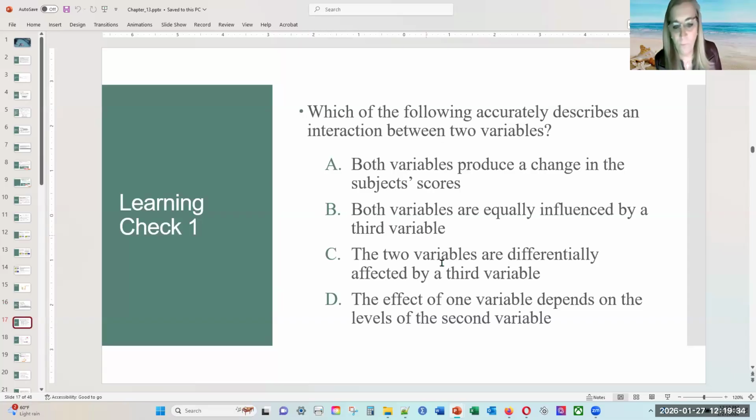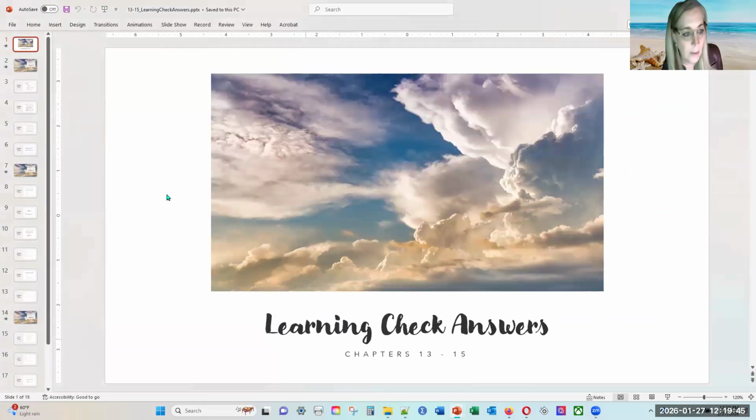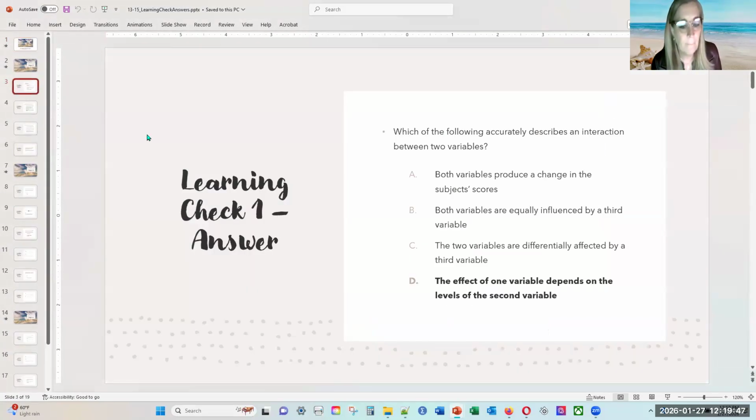All right, so let's do our first learning check. Which of the following accurately describes an interaction between 2 variables? All right, pause the video and see if you can guess what that might be. All right, and the answer is D. The effect of one variable depends on the level of the second variable.